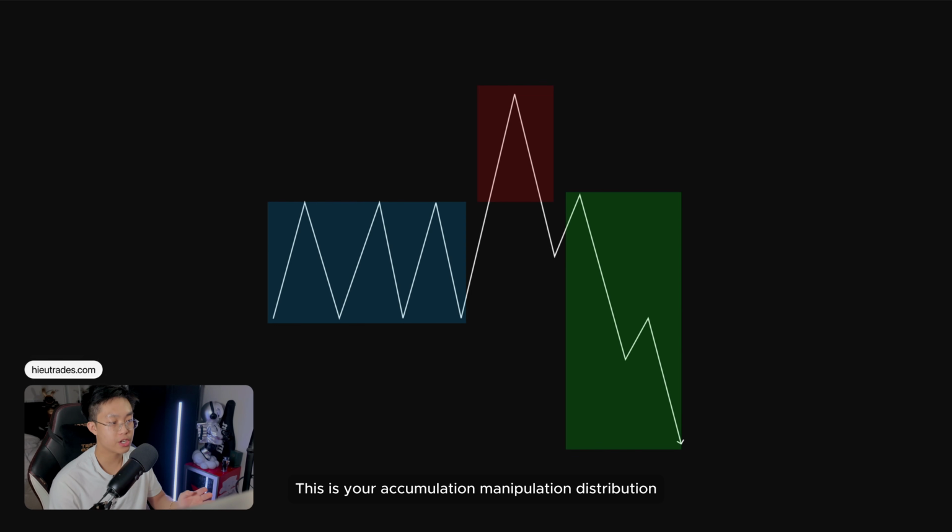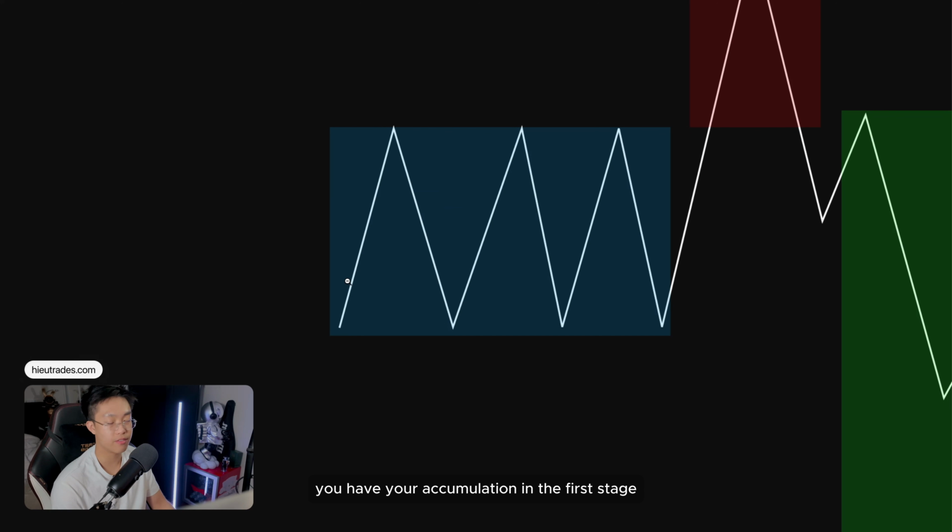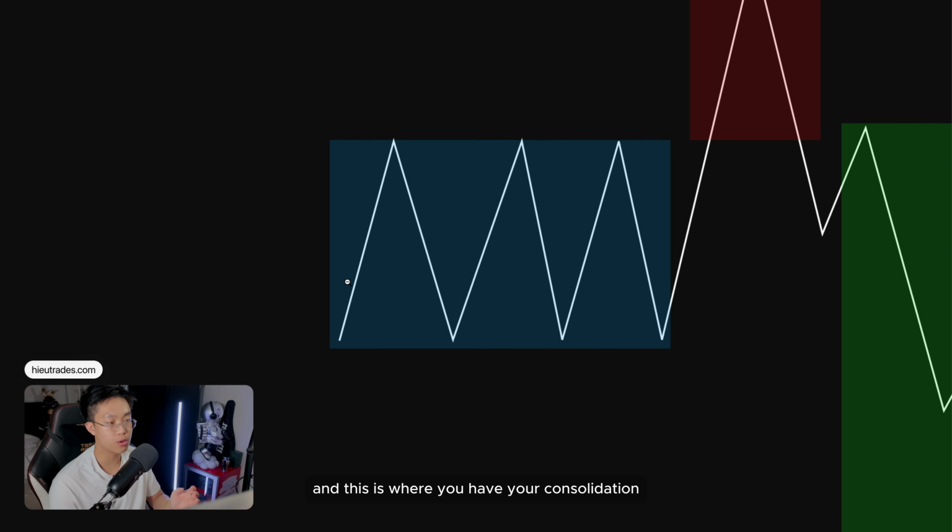This is your accumulation, manipulation, distribution. It's a pretty straightforward concept, but for those who are unaware, you have your accumulation in the first stage, and this is where you have your consolidation. Price consolidates because buyers and sellers are both satisfied at this level, so the market is currently offering fair value at these levels. At the highs, you would anticipate buyers to get absorbed, and at the lows, you would anticipate sellers to get absorbed, right? This is pretty much the most optimal condition for the market to be in.